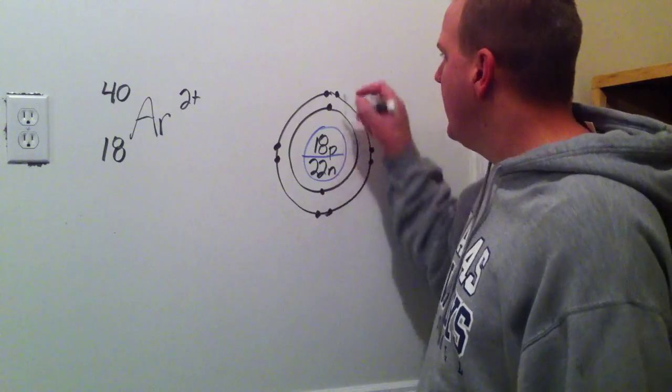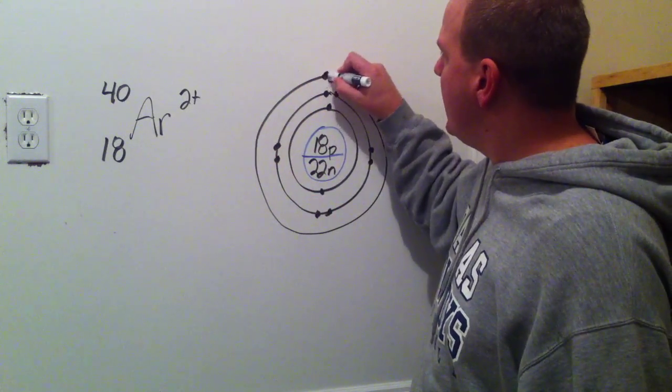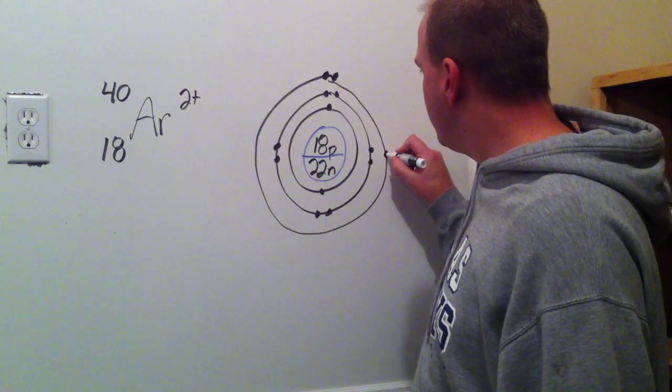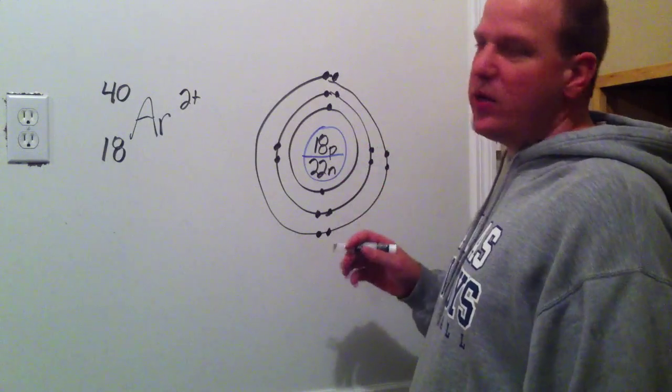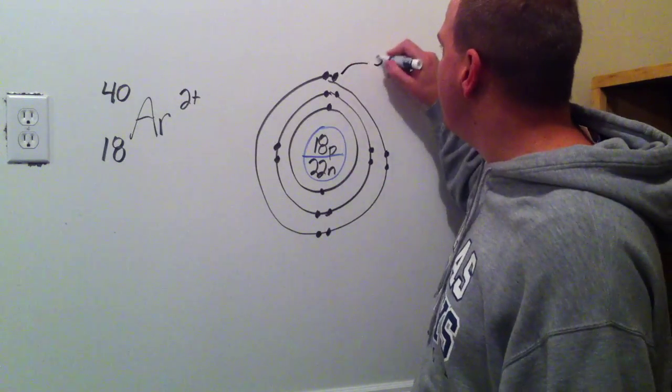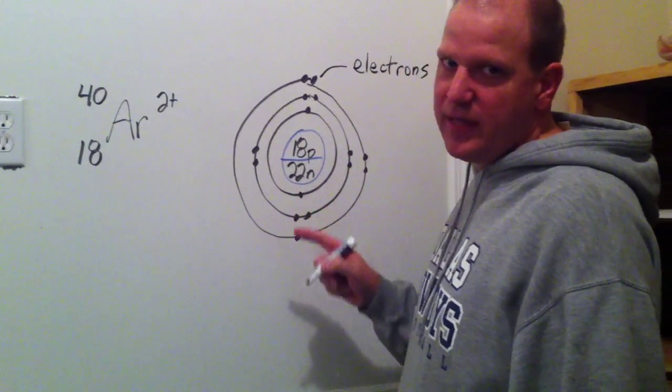I need 6 more. So I go to my third cloud. And my third cloud, I'm going to draw 6 more. Now, that gives me a total of 16 electrons. I need to label the electrons. If you forget to do that, you've got the drawing wrong. So you got to label the electrons.